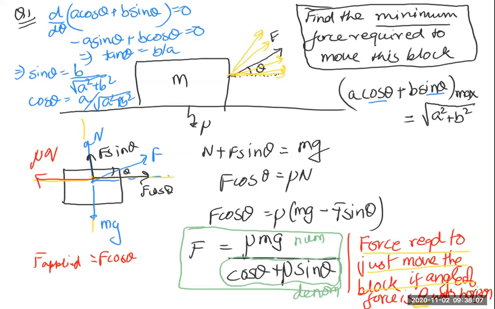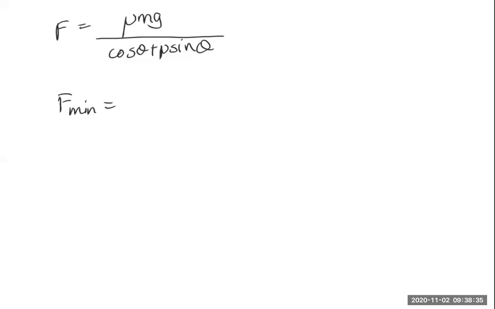So this means I'm going to change the slide. Please take a screenshot if you have not. I'm going to go to the next slide. So if the value of force is mu mg divided by cosine theta plus mu sine theta, then surely minimum value of force must be mu mg on root 1 plus mu square.